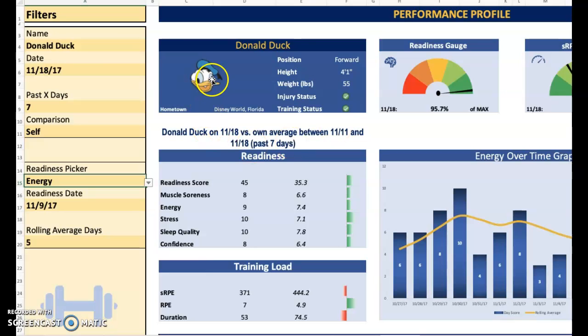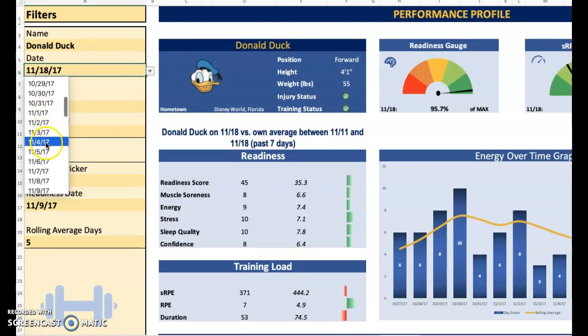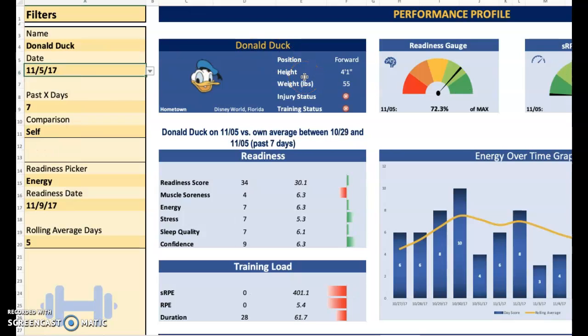So for example, you will see Donald Duck had full participation on 11/18. If we change the date to 11/5, we can see that Donald Duck was out of participation that day due to a possible injury or illness. If we change the date again to 12/17, we can see that Donald Duck still participated but was limited in what he could participate in for that day due to a possible injury or illness again.